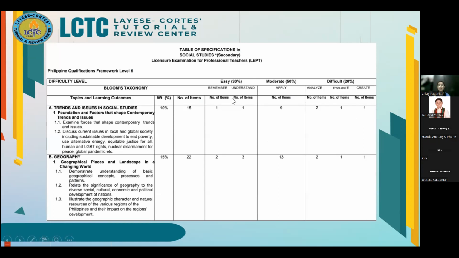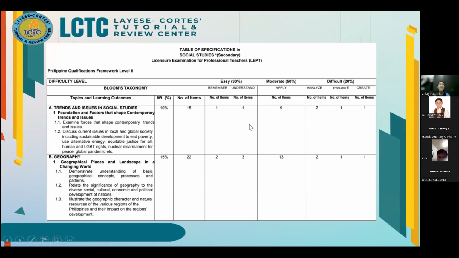We have three categories: easy, moderate, and difficult. Easy is 30% of the overall number of questions, moderate is 50%, and difficult is just 20%. So there may be only one or two items under the difficult.